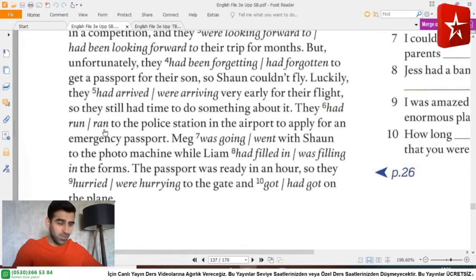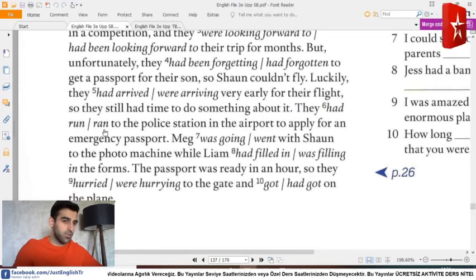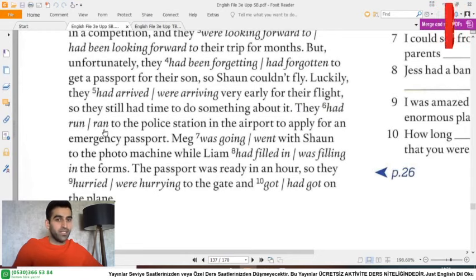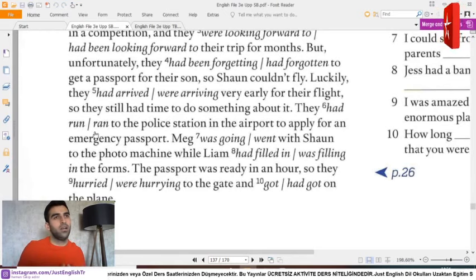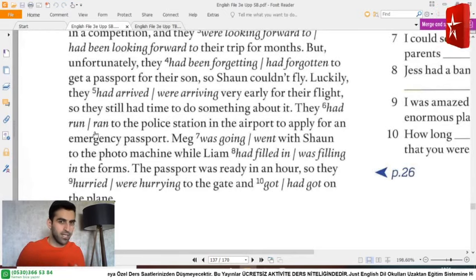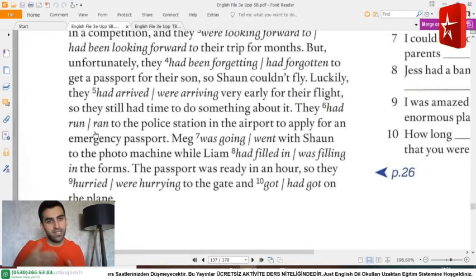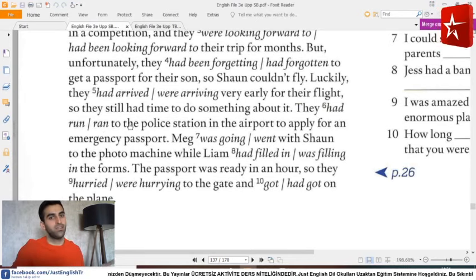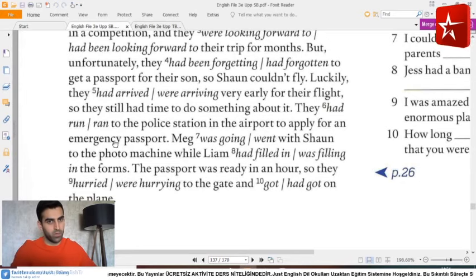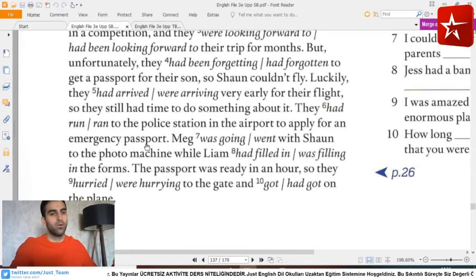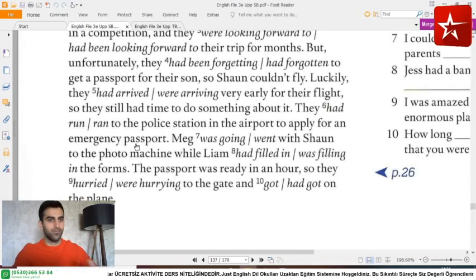The students who got the false answer have to be careful with past simple and past perfect. This is about consecutive actions. Firstly the thing happened and then the second started. Then they ran to the police station, the airport to apply for an emergency passport. In a consecutive order, in a consecutive way they happen. Okay, number 7.